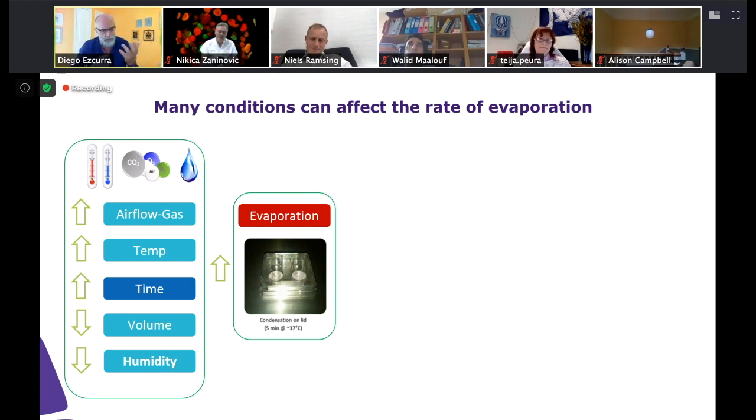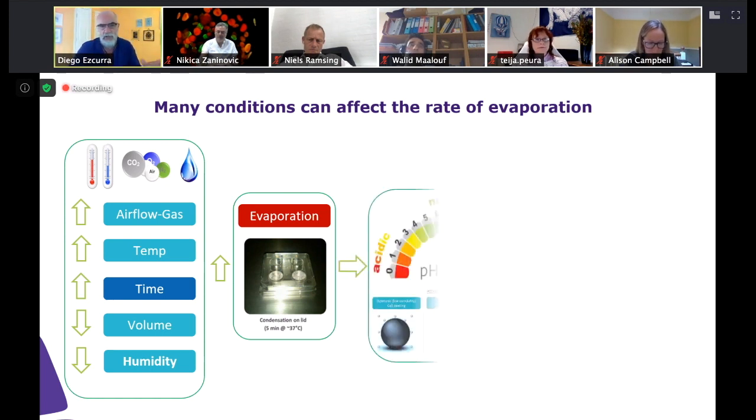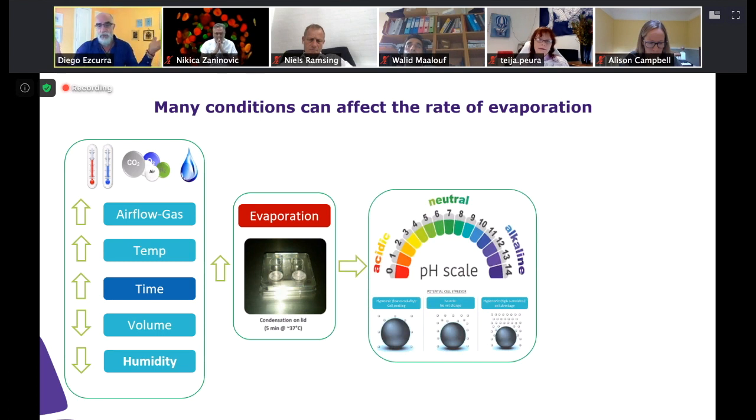But one thing that is clear: if you increase the temperature, you have more evaporation. If you increase your airflow, you have more evaporation. If you increase the time of culture, you increase evaporation. When you increase the volume, you reduce the chances. And when you increase the humidity, you reduce the chances. And what happens when you have evaporation in media, whatever the media that you have, is that you're going to have a change in what?